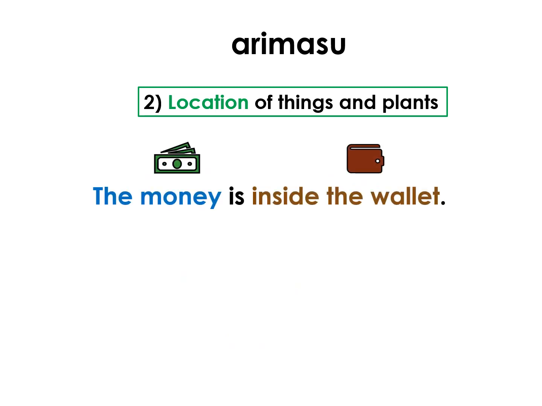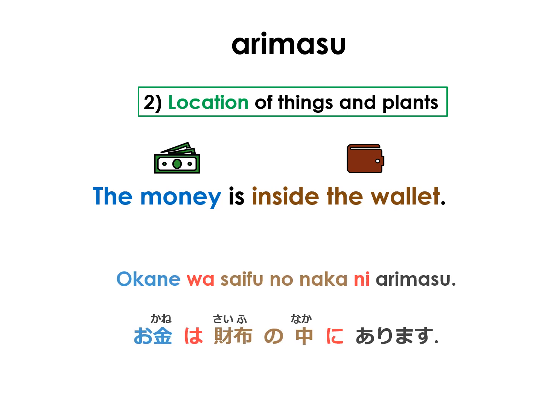The money is inside the wallet. A slightly different way of saying the earlier sentence that there is money inside the wallet. But in the sentence construction, in Japanese, we say, okane wa saifu no naka ni arimasu. Let's talk about the money. As for the money, it's inside the wallet.